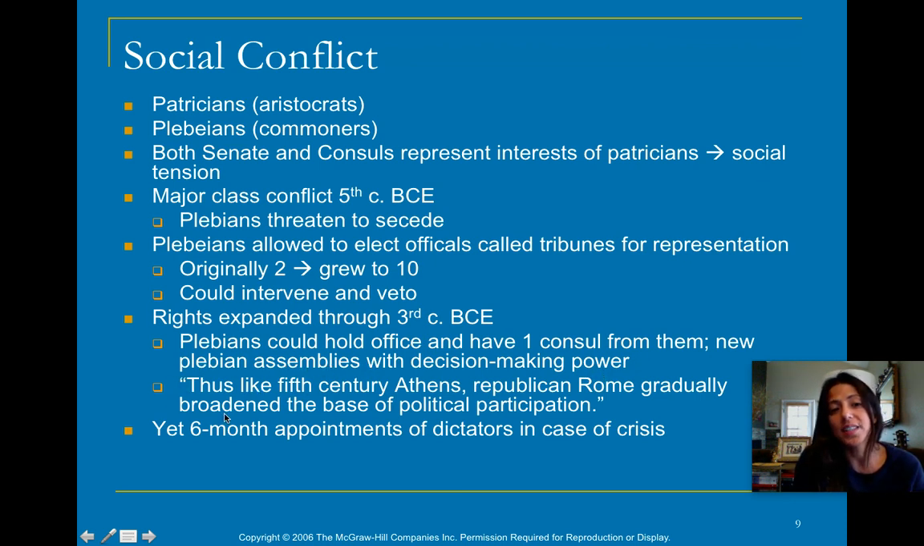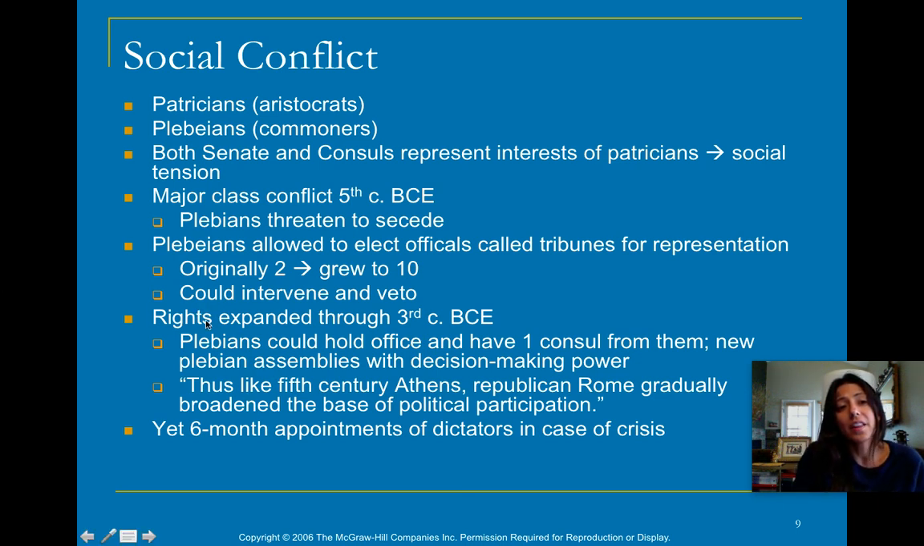So what the book says that I want you to note is, thus, like 5th century Athens, Republican Rome gradually broadened the base of political participation. What does that mean? It means just like the Greeks before them that we learned in chapter 10, they also had a problem with social tensions because some people were rich, some people were poor. And so that's a similarity that I want you to just pay attention to. And broaden means widened, the base of political participation, the amount of people who can participate.